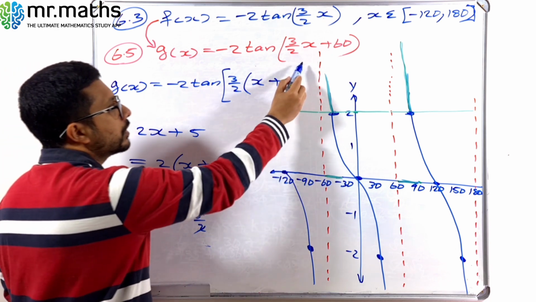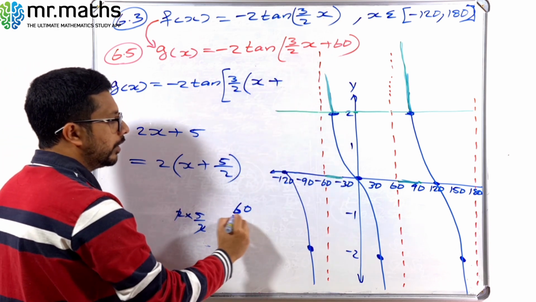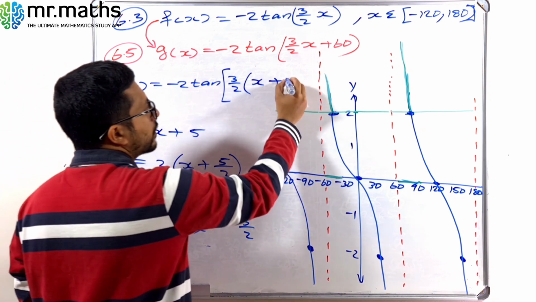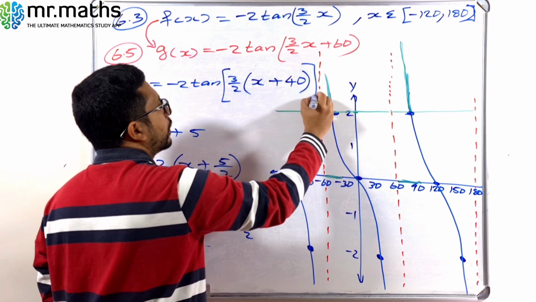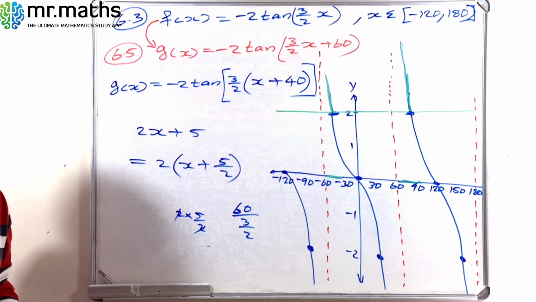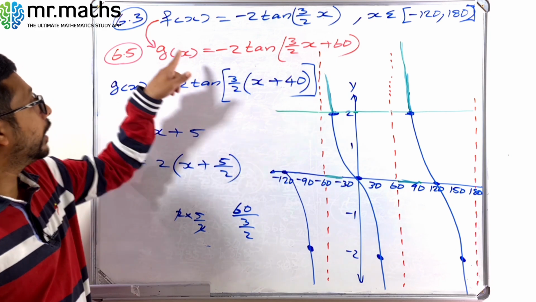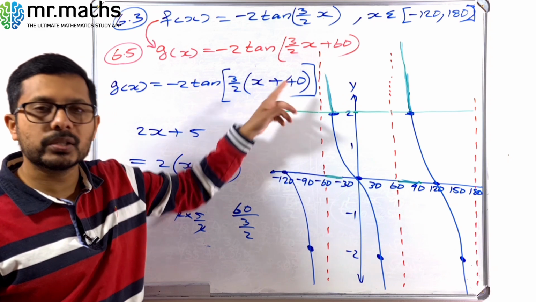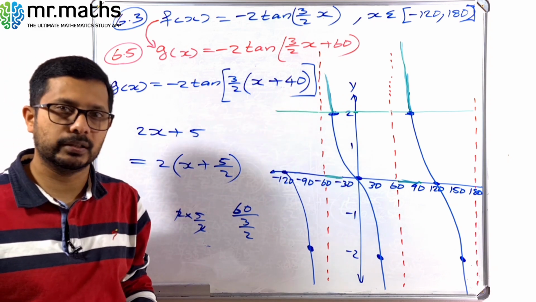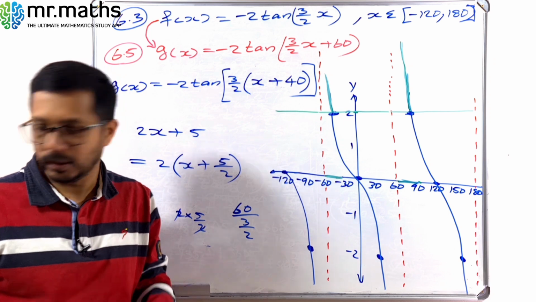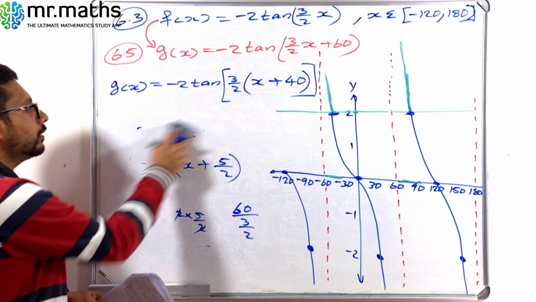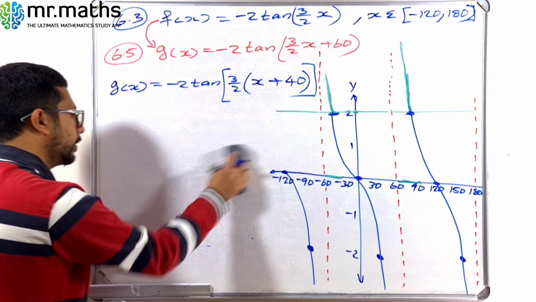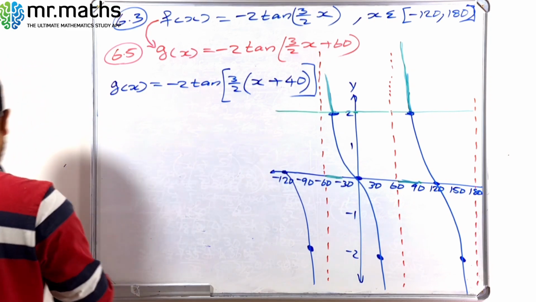So it is 60 divided by 3 over 2. Check in your calculator, what is the answer? 120 over 3, that is 40. So it is plus 40. Now can you say how many degrees to the left? To get this g of x, the f of x graph is shifted 40 degrees to the left. That is the transformation done there, not 60 degrees to the left. So now you have to write the answer: shift f of x graph 40 degrees to the left.